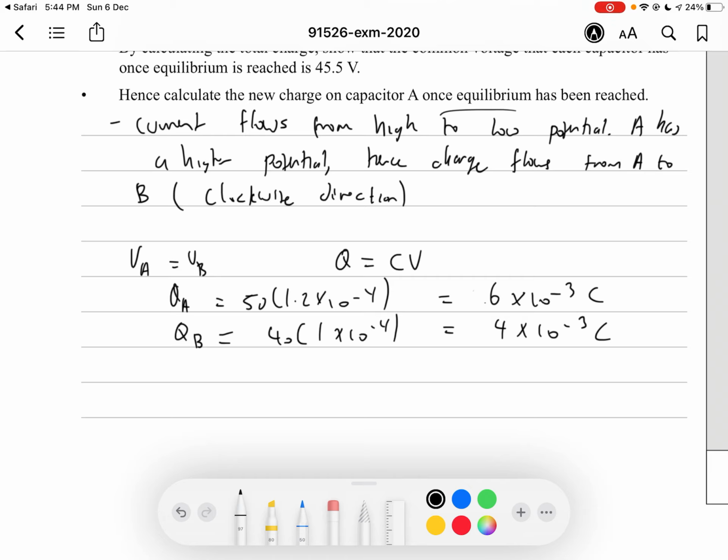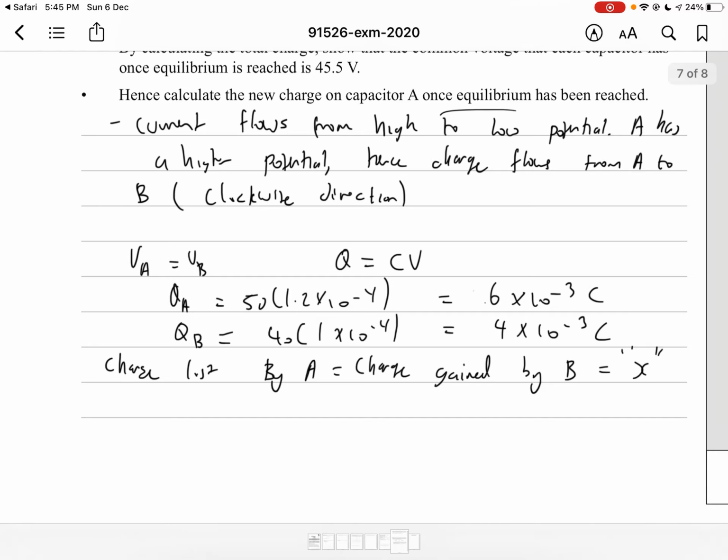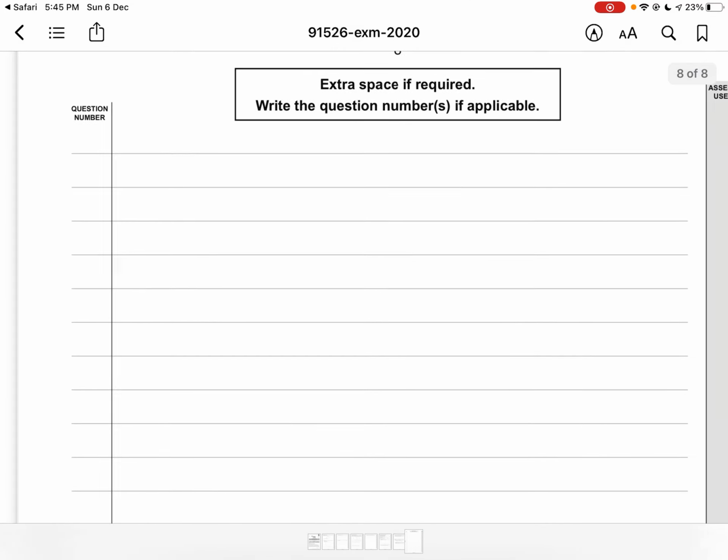Since charge cannot be lost or destroyed, we have a conservation of charge concept here. It's going to be transferred from plate A to plate B. So the charge lost by A is equal to the charge gained by B. We're going to call this x variable. Let's go to the other side of the page.